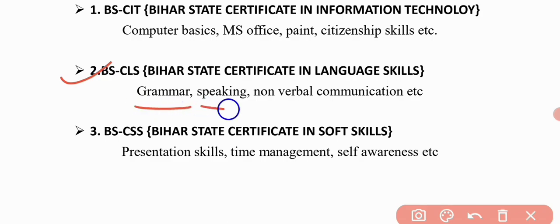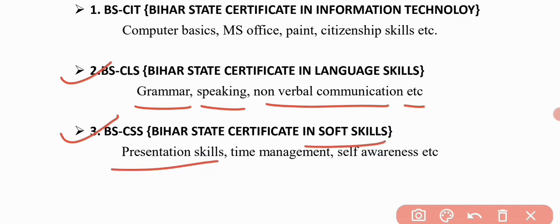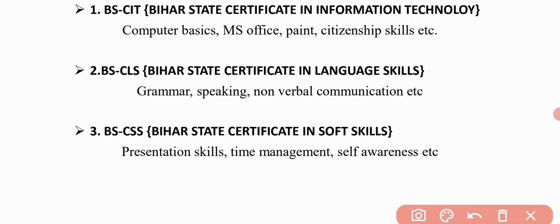basically deals with grammar, speaking, non-verbal communication, etc. And the third one is BSCSS, which means Bihar State Certificate in Soft Skills, which basically deals with the presentation skill, time management, self-awareness, etc.